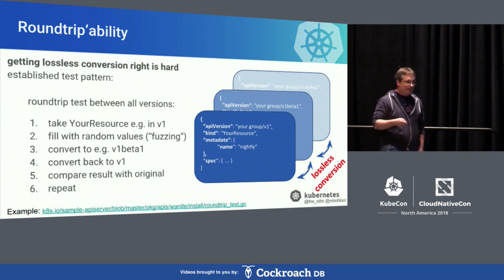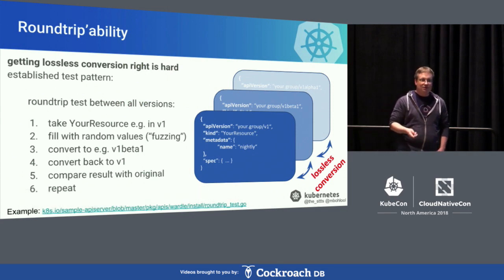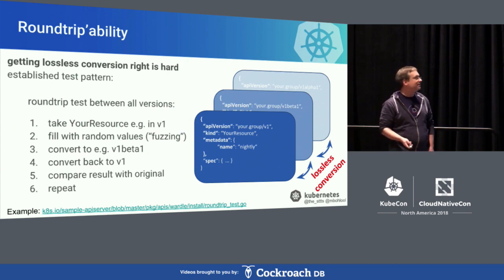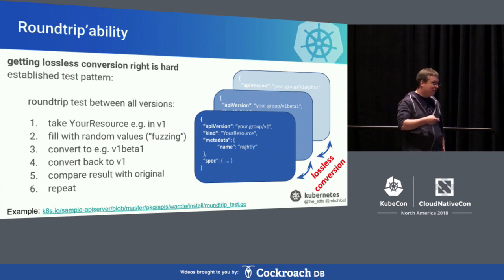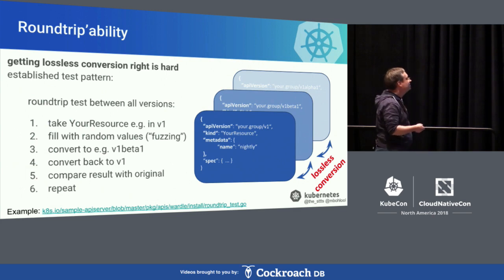I mentioned already a couple of times, this is about data of the user. So conversion means you change representation of data and do not lose anything. Not a field, not a comma, it's really important. To get conversions right, it's not easy. Everybody who has done that outside of CRDs in native resources, to get them right might take days, many reviews, and many tests. Here's one pattern which is established in upstream in the native resources.